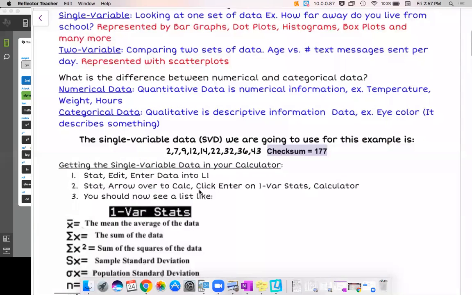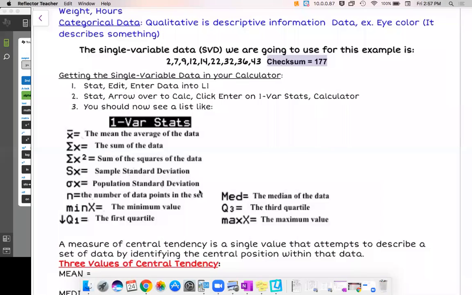And whenever we do this, we're going to focus on single variable data. I think you guys focused on two variable data in Algebra 1, so we're not going to do a lot of that here. We're just going to do single variable data, which is also this SVD right here. And I want to show you guys how to get to these single variable data values in your calculator, and then I'm going to show you how to do some different things using your calculator as well.